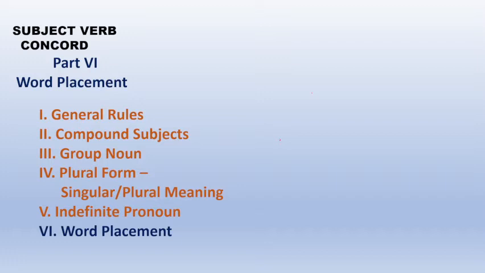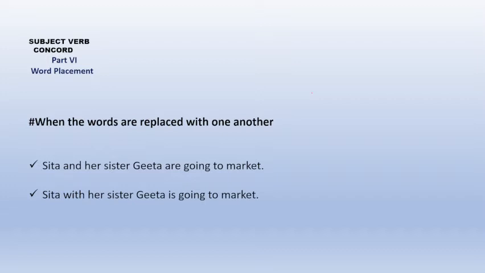Now the study of this chapter basically occurs in six parts: general rules, compound subjects, group noun, plural form singular meaning, plural form plural meaning, and definite pronoun, and then word placement. Now, what is word placement? When the words are replaced with one another, what happens in a sentence when we find replacement of subjects? The verb directly gets affected. Remember, if we have replacements of subjects in a sentence, the verb directly gets affected.